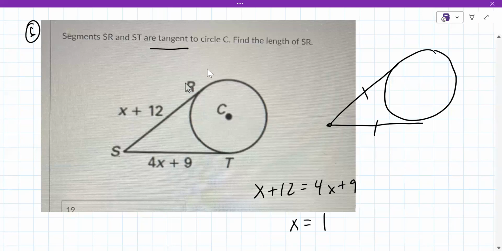All right, now that is not what it's asking for, though. It's asking for the length of SR. So you've got to be really careful not to just say, okay, it's 1, here's my answer. So it's 13. Yep.